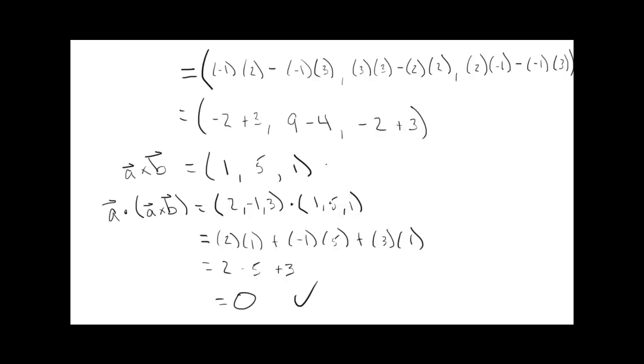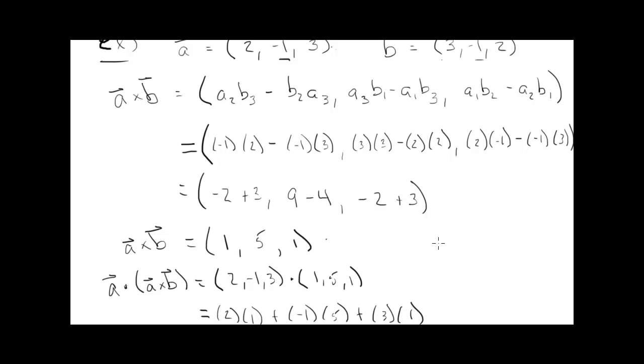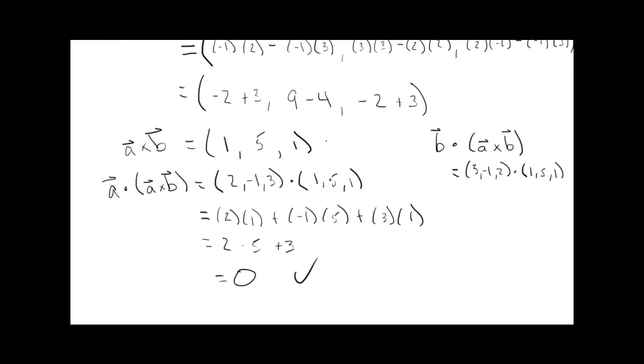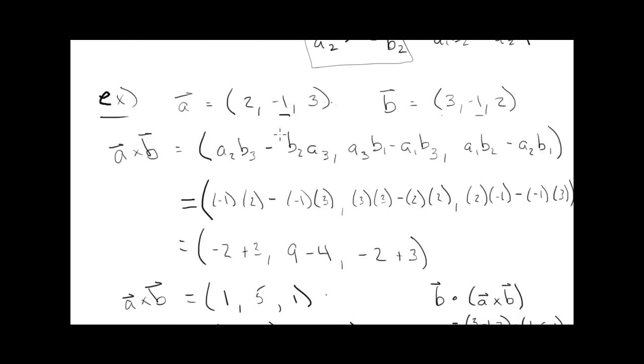Good, they are perpendicular. We can do the same thing for B, right? We could verify that B dot A cross B is also perpendicular. So B was 3, minus 1, 2. Then if I dot that with 1, 5, 1, I should get 0. So I get 3 minus 5 plus 2. Again, perpendicular. So we see that A cross B is indeed perpendicular to both A and B.